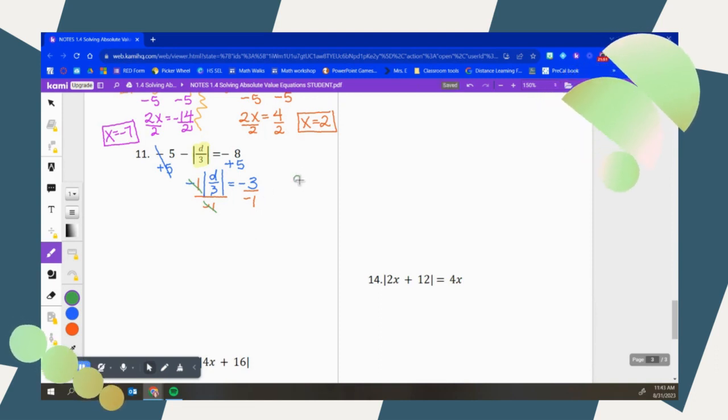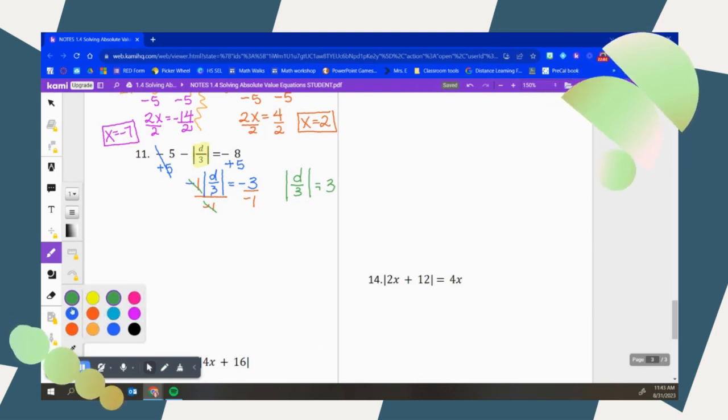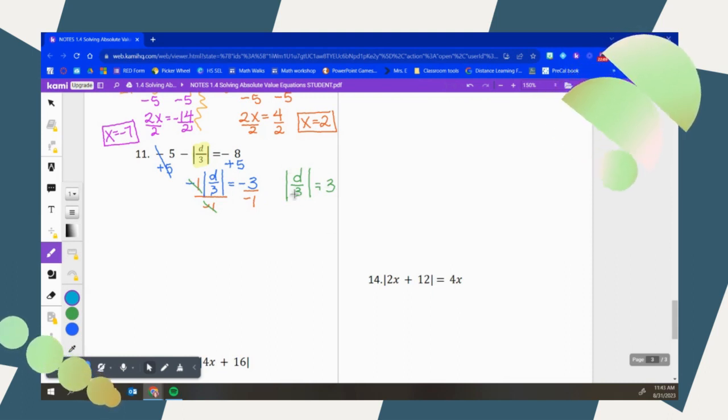I'm going to write this over here so I have space. D over 3 in the absolute value bars is equal to negative 3 divided by negative 1, which would just be 3. Did that work okay? Okay. So d over 3 is equal to 3. Absolute value of d over 3 is equal to 3.